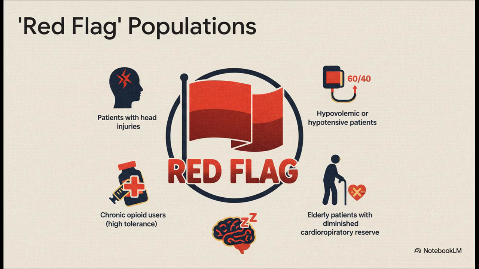For someone with a head injury, the respiratory depression from opioids can make intracranial pressure skyrocket, which is a disaster. In a trauma patient who's lost blood or has low blood pressure, it can make them crash. You also have to be extra careful with the elderly, with patients who are already on opioids and have a high tolerance, and of course, anyone taking other drugs that slow down the brain.